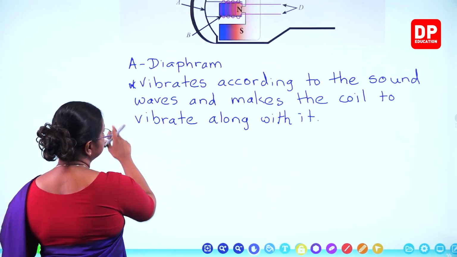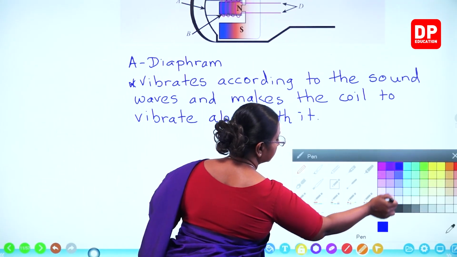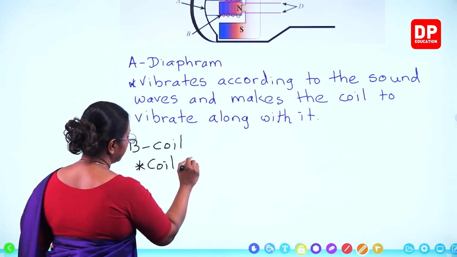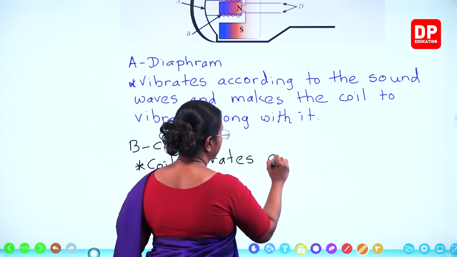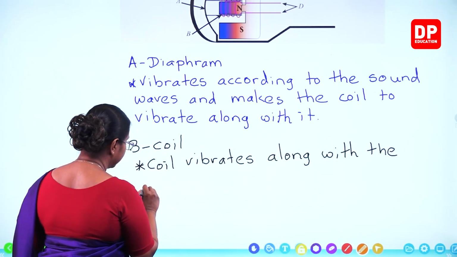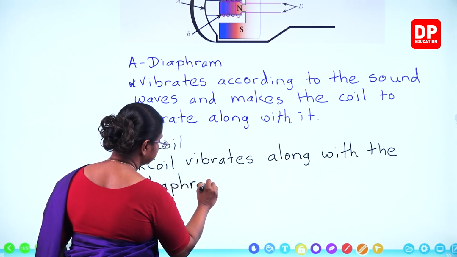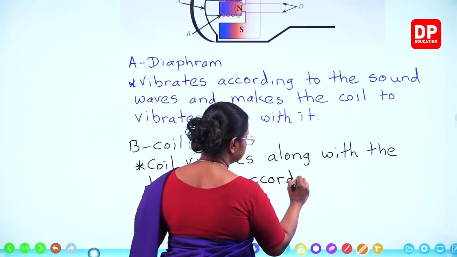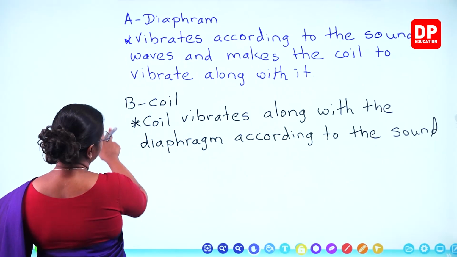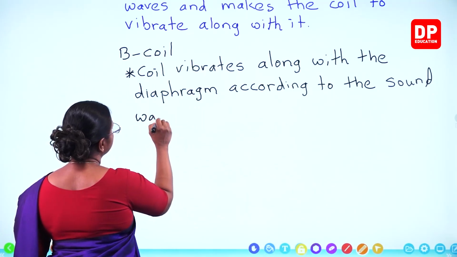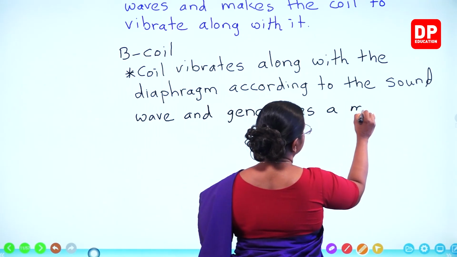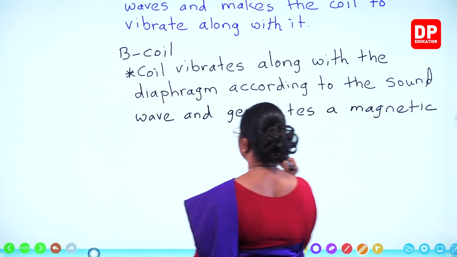Then B is the coil. The coil vibrates along with the diaphragm according to the sound wave and generates a magnetic flux.